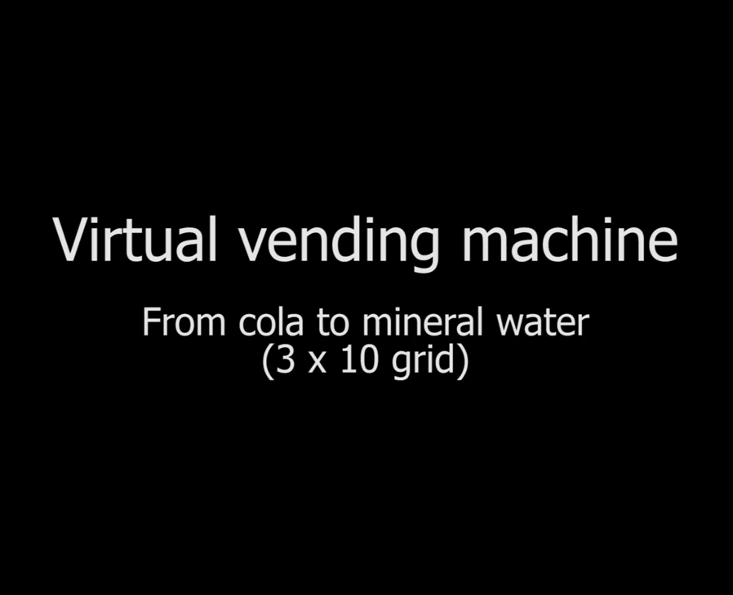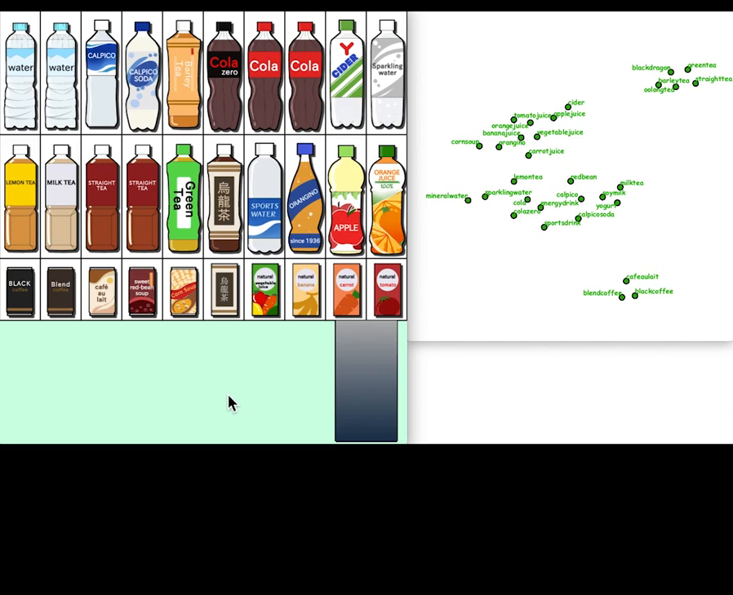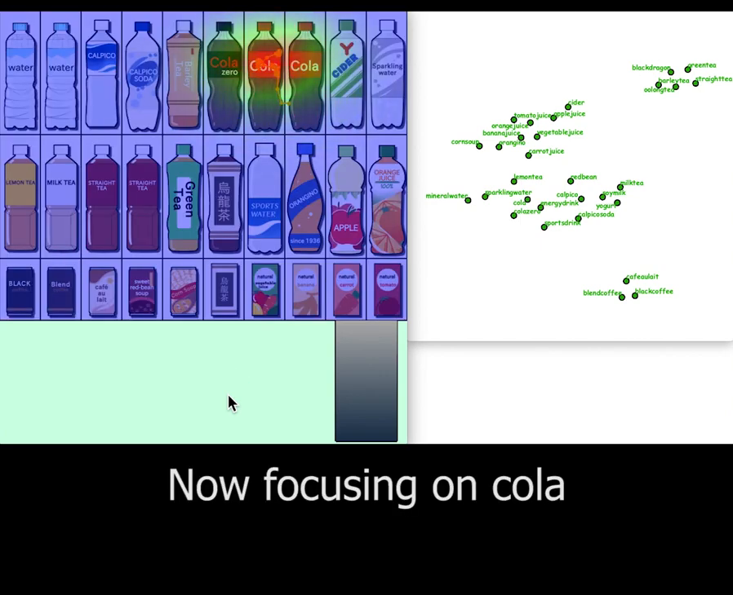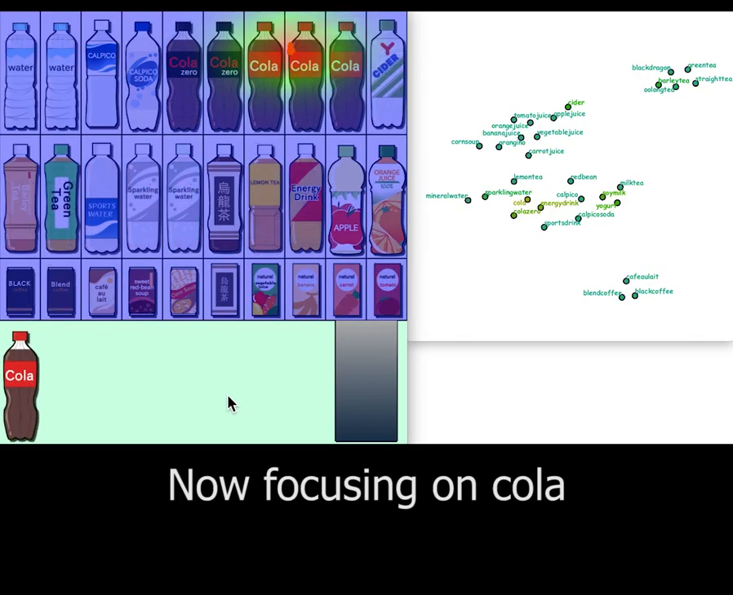In the second scenario, the viewer paid attention to cola bottles first and then changed the focus to the mineral water bottles. During the scenario, cola and their mate drinks such as soda are likely to dominate the slots of the vending machine.